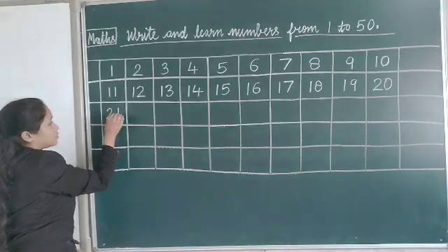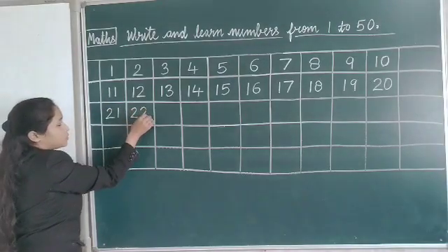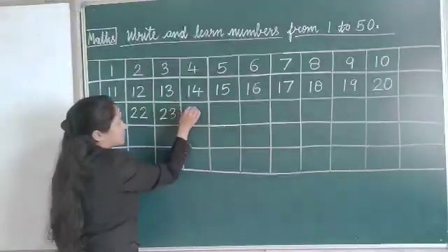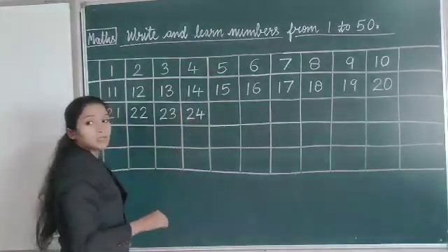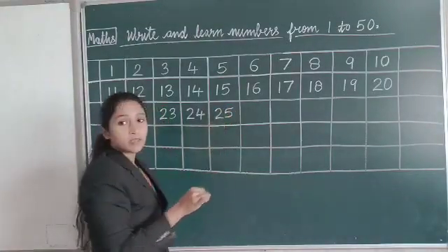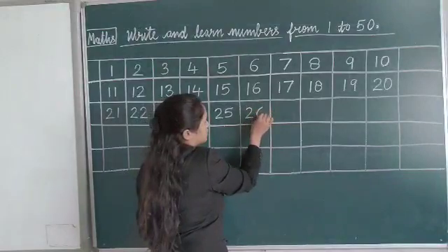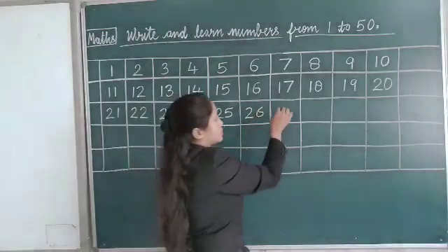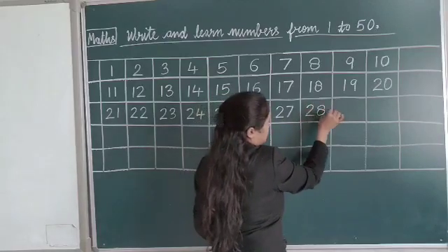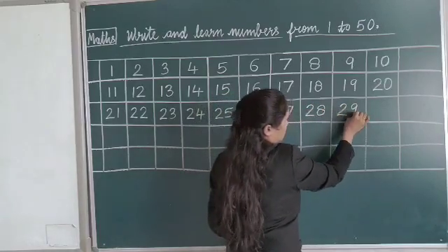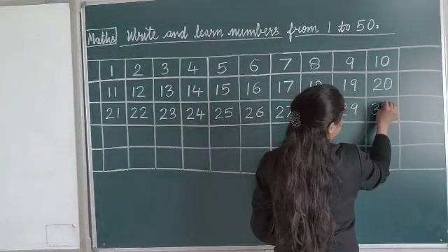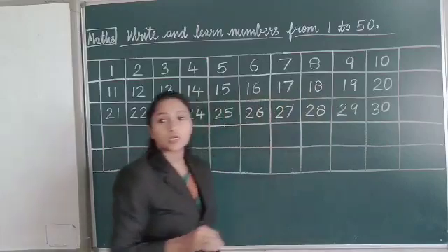2, 1, 21. 2, 2, 22. 2, 3, 23. 2, 4, 24. 2, 5, 25. 2, 6, 26. 2, 7, 27. 2, 8, 28. 2, 9, 29. 3, 0, 30. What comes after 30?